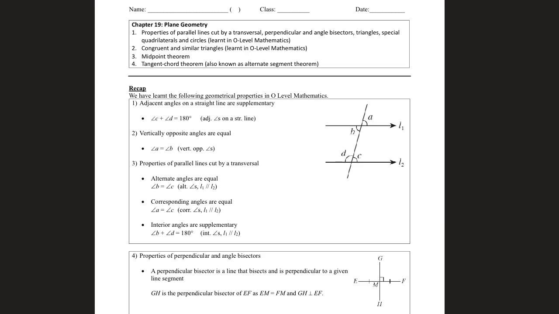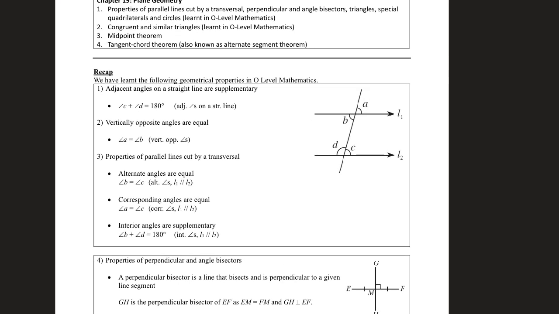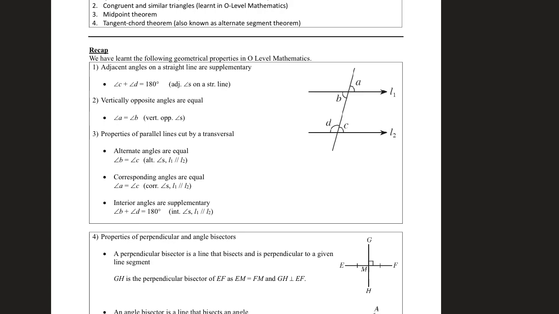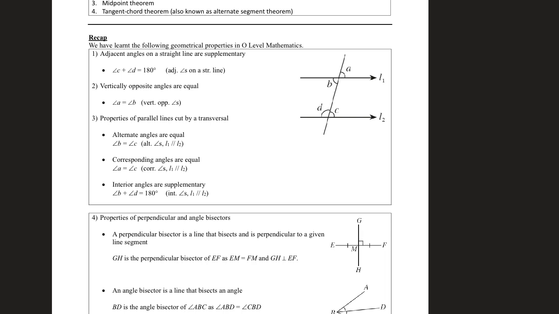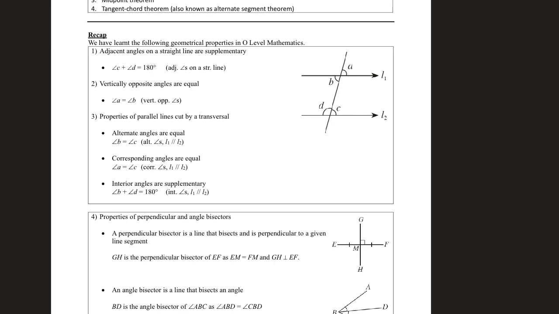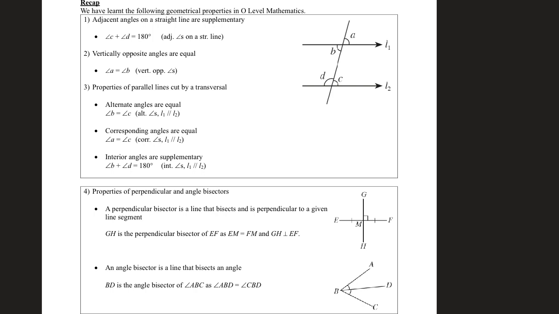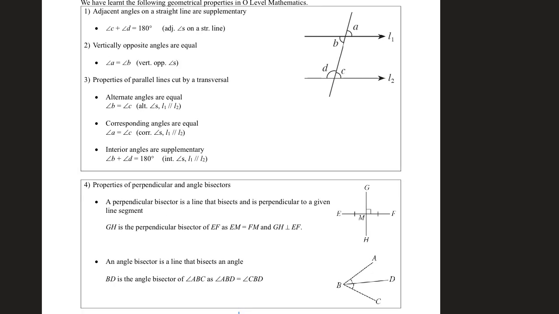Okay, first, 19.1. Before we start, we'll recap the geometrical properties we learned in O-level mathematics: two parallel lines, straight lines, and you can find all these in the first few pages. The first part talks about adjacent angles, particularly basic angles, as well as what you expect if given two parallel lines. The fourth one talks about perpendicular angle bisectors. If it's a perpendicular bisector, it cuts at 90 degrees and bisects the line. An angle bisector bisects the angle into two equal parts.